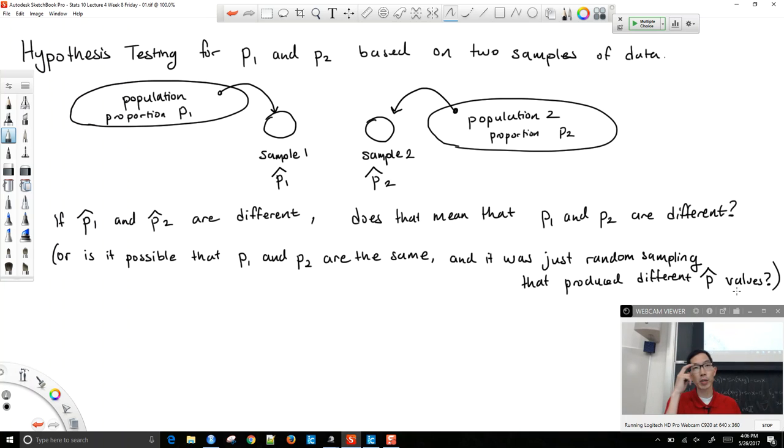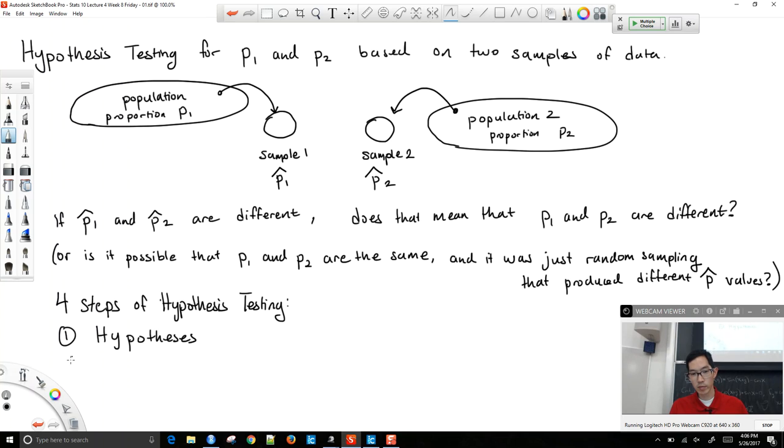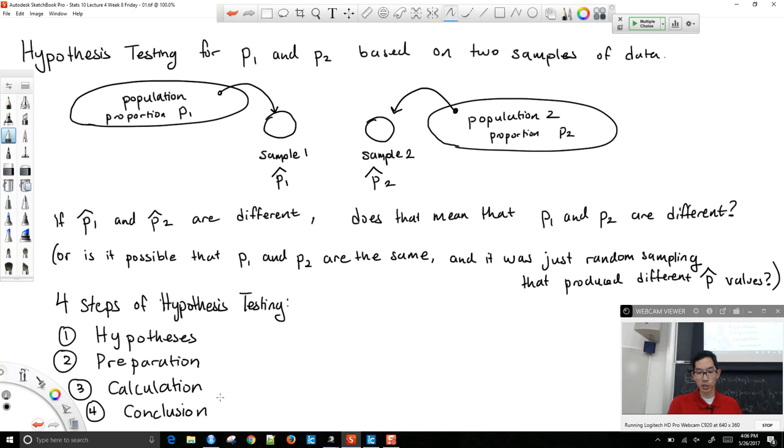To do this hypothesis test, we follow the same 4 steps of hypothesis testing. Do you remember what those 4 steps are? The first part is make your hypotheses. The second part is preparation. The third part is calculation, calculating your p-value. And the last part is conclusion, making your conclusion based on the p-value that you found. So let's go through these 4 steps, and then we'll work through an example.